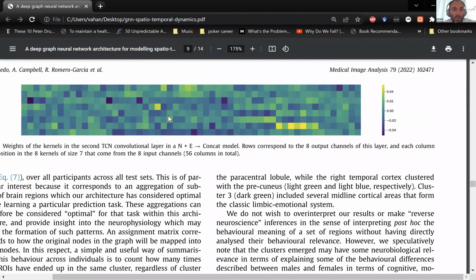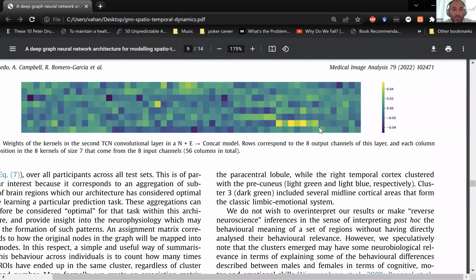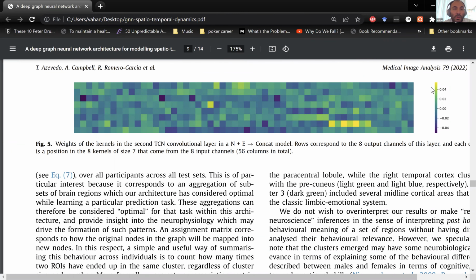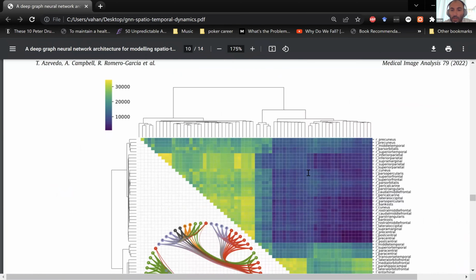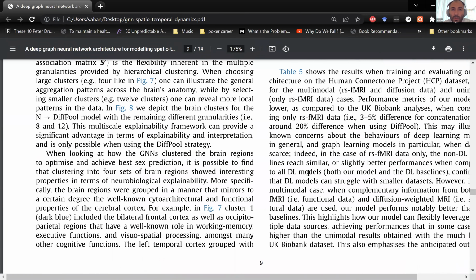This one is with the concatenation. If you concatenate, basically we have a much bigger weight for the convolutions, because these are all well put together. Let's actually scroll down to look at this one.